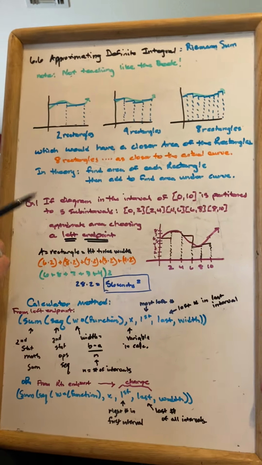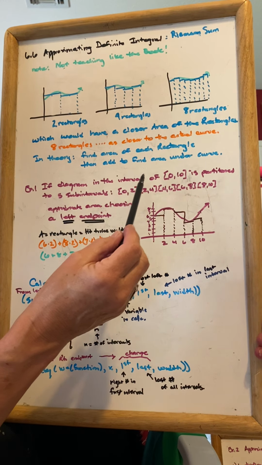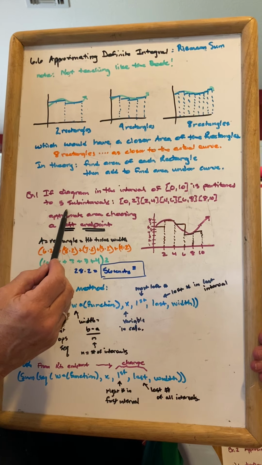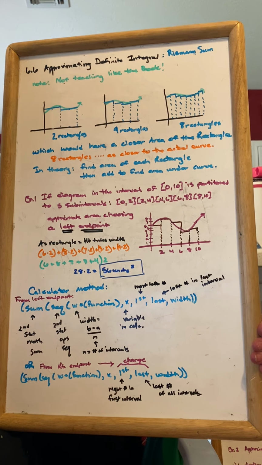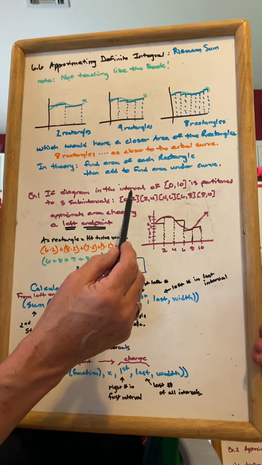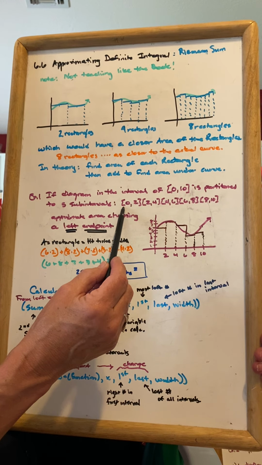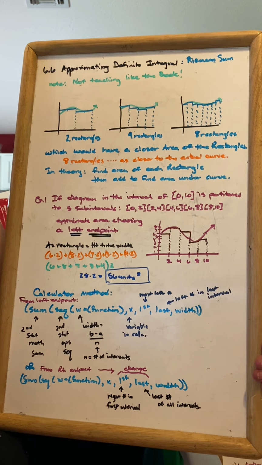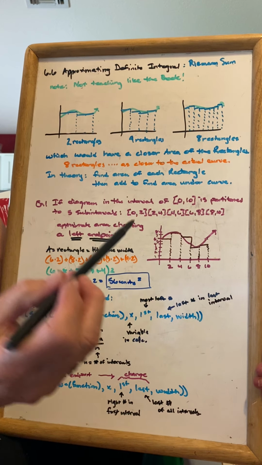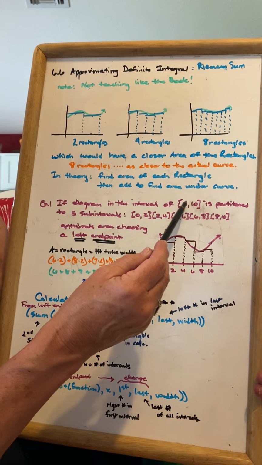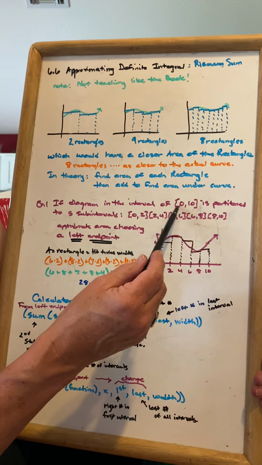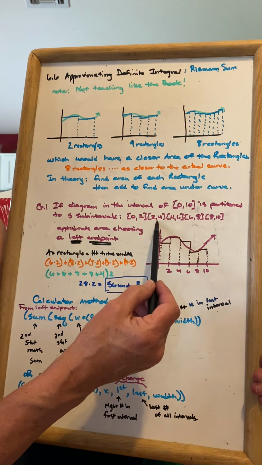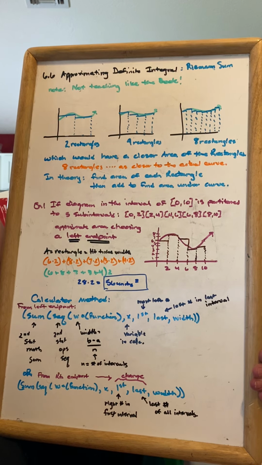Okay? So the diagram of the interval from 0 to 10, this is called an interval, is partitioned into 5 subintervals. That means I'm going to make 5 rectangles, from 0 to 2, 2 to 4, 4 to 6, 6 to 8, and 8 to 10. Now, you might ask, how did I know it was going to be intervals of 2? Well, 10 minus 0 divided by the 5 is going to be your interval width. So my width was going to be 2, the distance of 2. So that's how I found that.